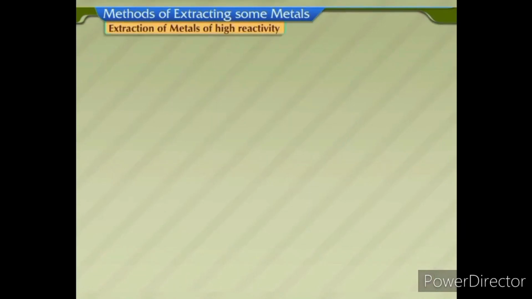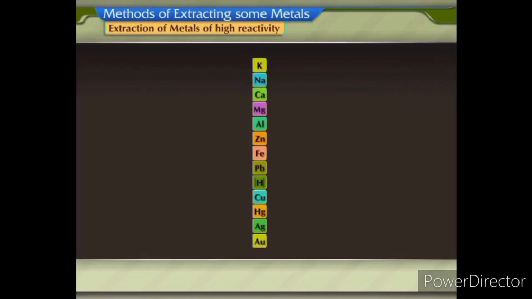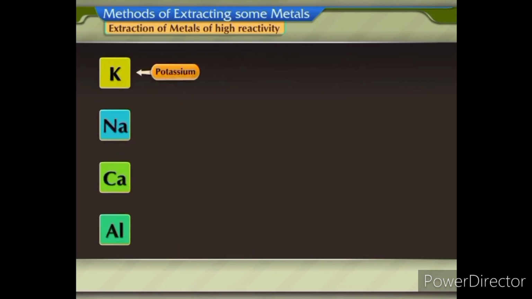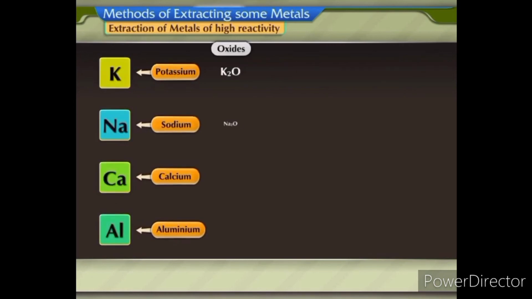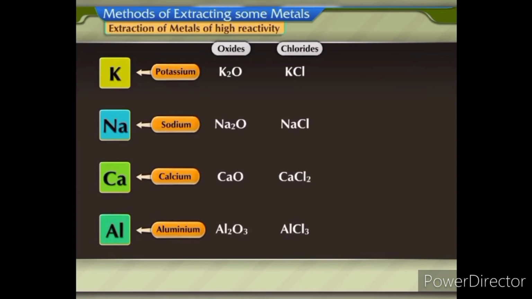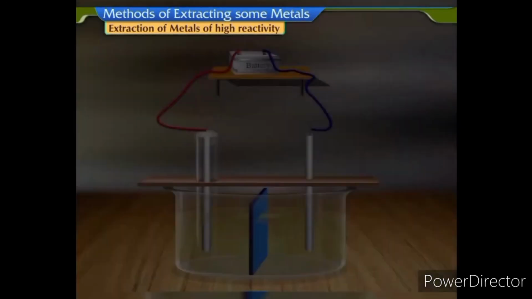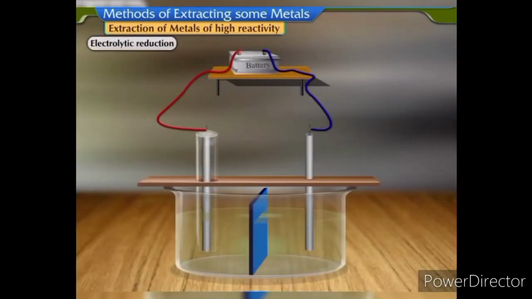Extraction of metals of high reactivity. Metals placed on the top of the reactivity series are highly reactive. For example, potassium, sodium, calcium and aluminium. These metals occur in the form of their oxides or chlorides. These metals have a strong affinity for oxygen than for carbon. Therefore, they cannot be extracted by reducing their oxides with carbon. Hence, the process of electrolytic reduction is used to obtain the metal from the metal oxide or the metal chloride.